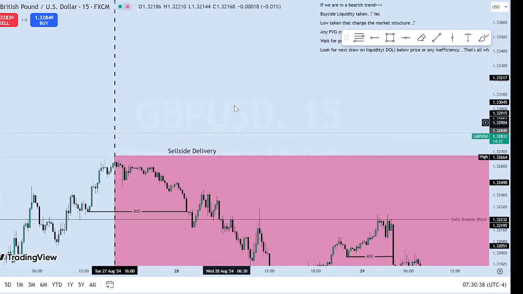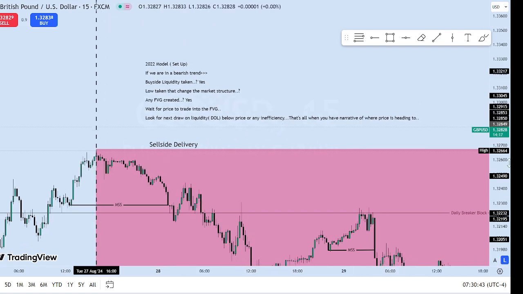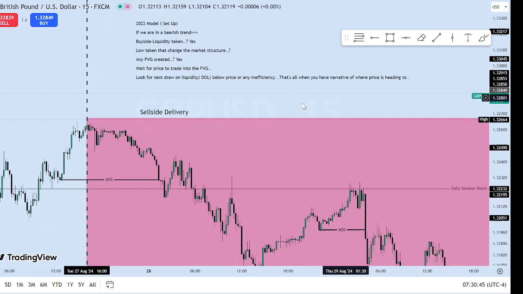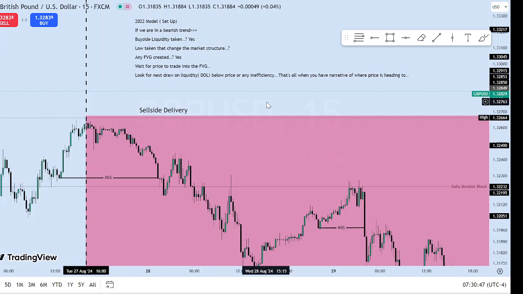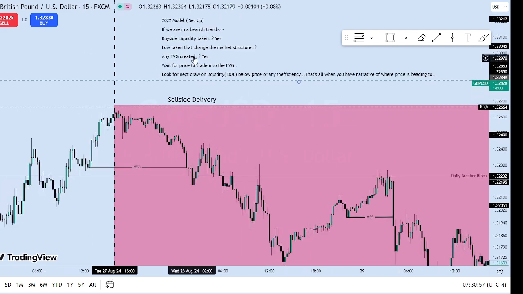Today's class, due to my area network towards evening time, that's why I shifted it to this afternoon. So our topic will be the 2022 model. Over here, how do you trade the model?